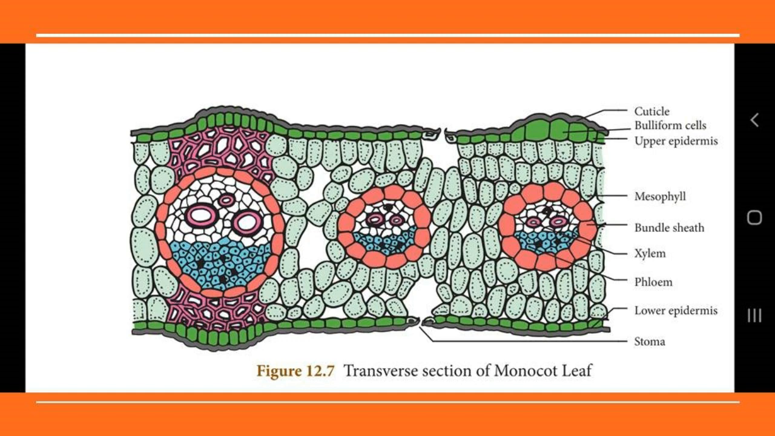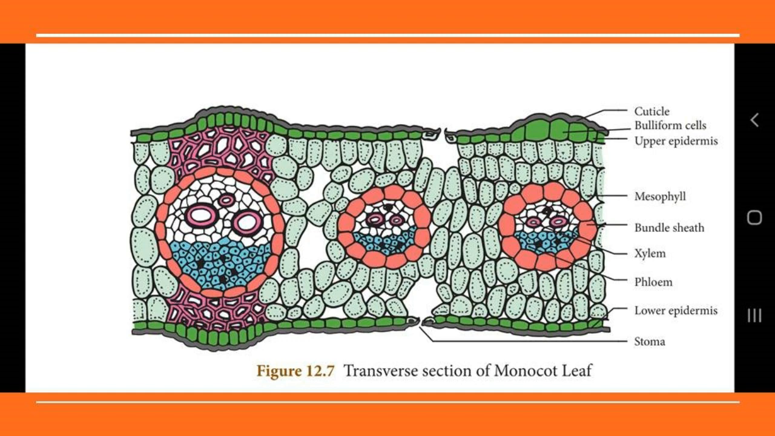The next one is the vascular bundle. A large number of vascular bundles are present, some of which are small and some are large. Each vascular bundle is surrounded by a parenchymatous bundle sheath, and the vascular bundles are conjoined, collateral and closed. Xylem is present towards the upper epidermis and phloem is present towards the lower epidermis.